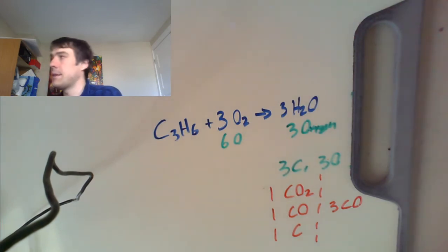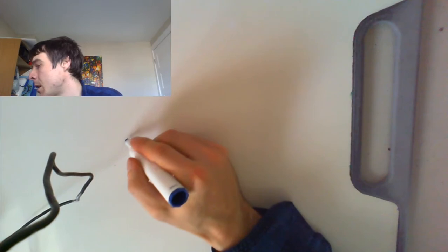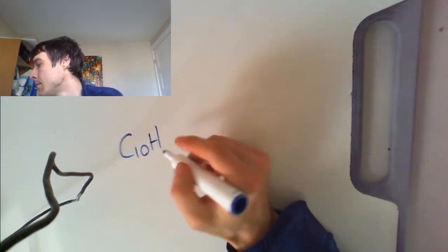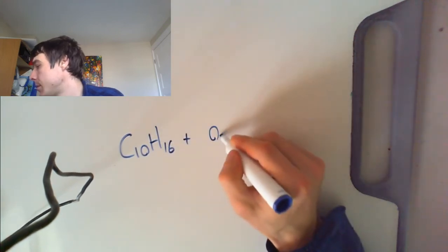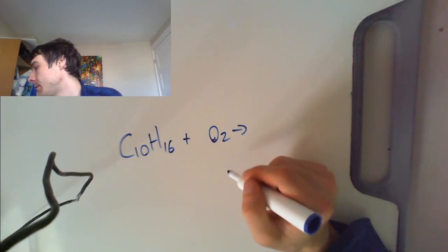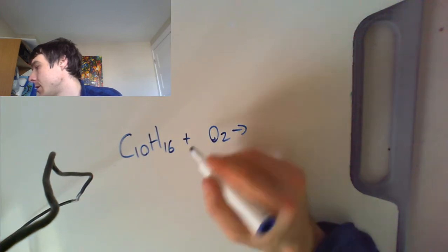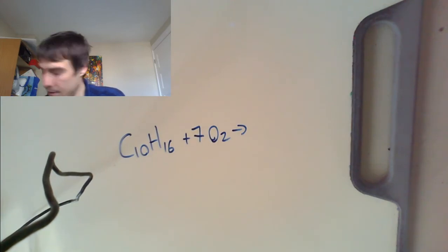So that's one. Let's try a different one, just to get the hang of it. Again, every time there's an incomplete combustion, you have to know exactly how much oxygen you have. So let's try C10H16 plus O2. We're going to make H2O. We're going to need at least 8 oxygens. Let's go nuts. Let's say there's 7 O2 here.